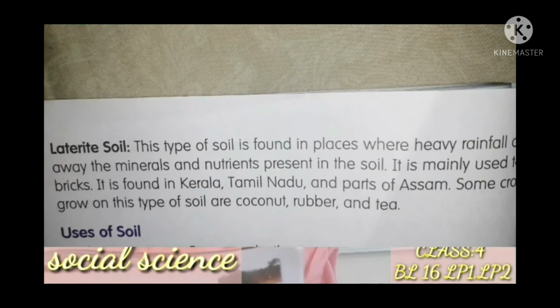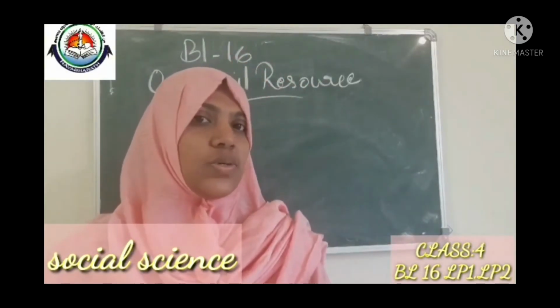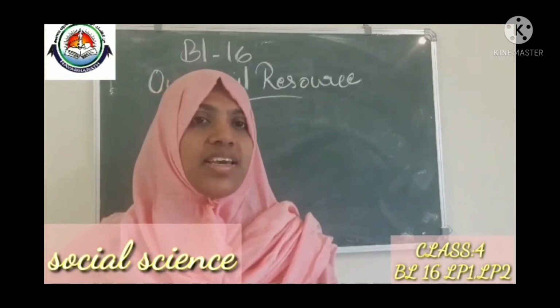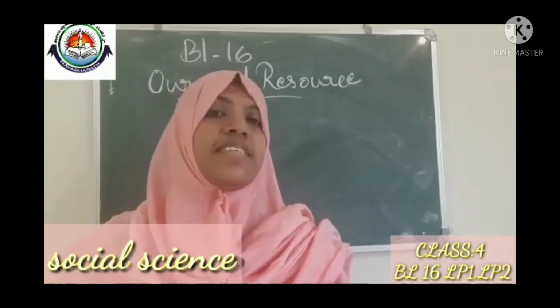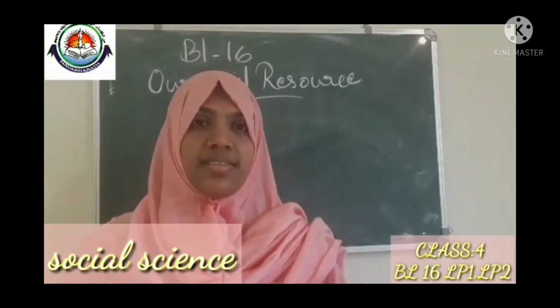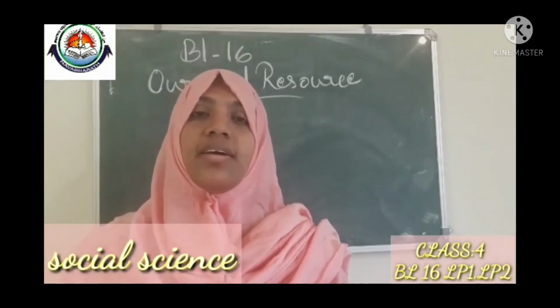So, laterite soil is found in Kerala, mainly in places with heavy rainfall. Then, which crops are grown here? Coconut, rubber and tea. So, we can understand what is soil. Soil is the fine material found on the earth's surface or earth crust. And we have studied the layers of soil. There are 3 layers: topsoil, subsoil and bedrock.